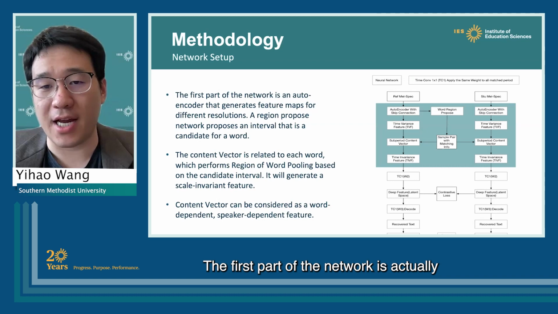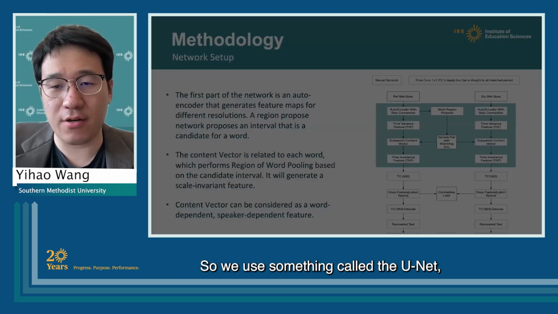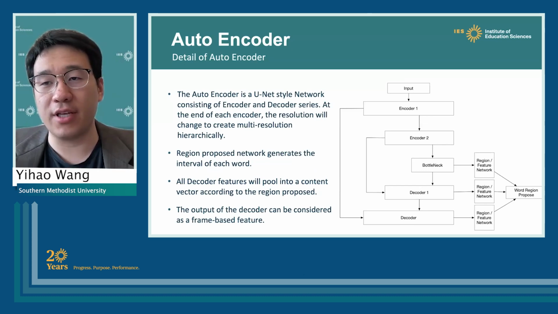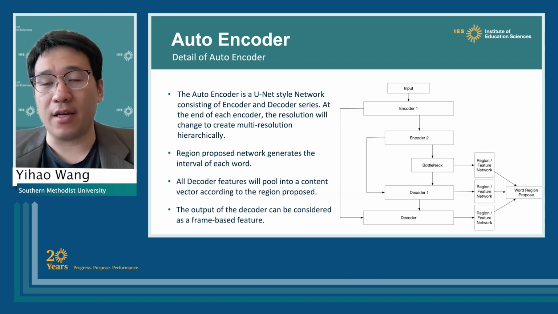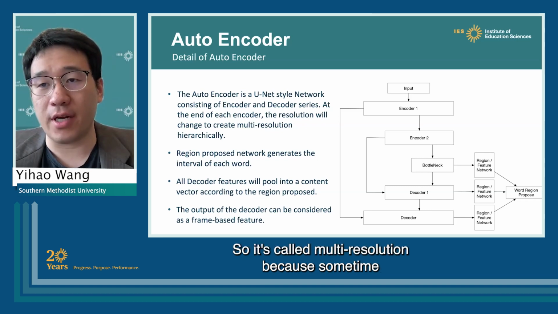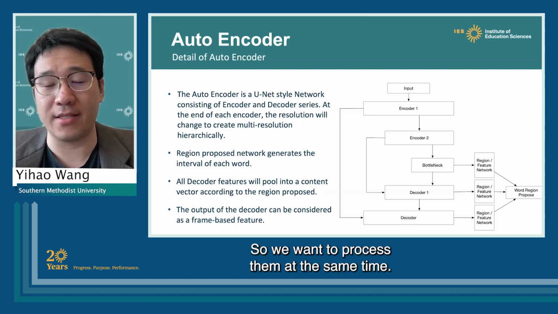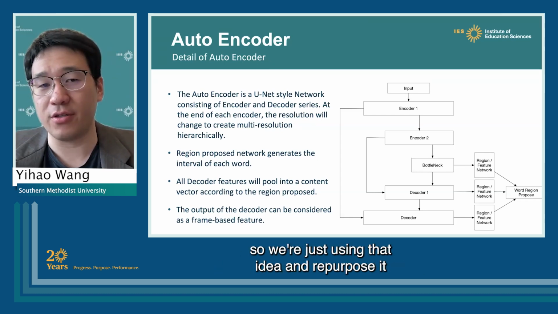The first part of the network is actually frame-based feature extraction. So we use something called the UNet. It's called the UNet because it looks very much like a U. So it's going from the larger representation to the smaller representation, then going back to larger again. And to do that, we can achieve multi-resolution features of the frames being spoken. It's called multi-resolution because sometimes the word is short, sometimes the word is long. So we want to process them at the same time. So we use this method. And the UNet is also a well-known method in computer vision. So we are just using that idea and repurposing it for the audio field.